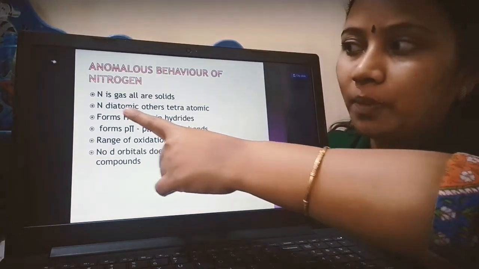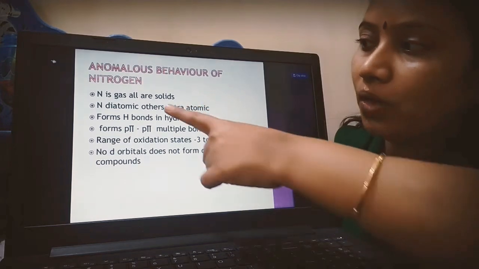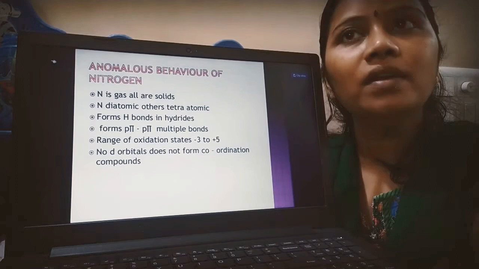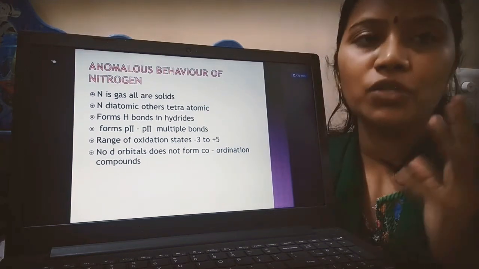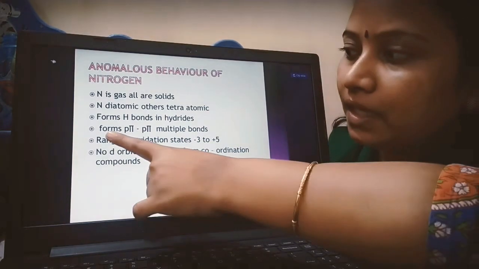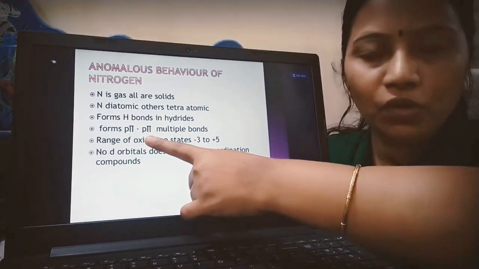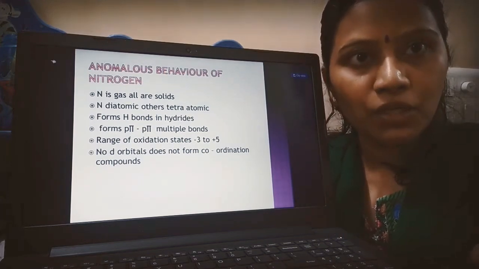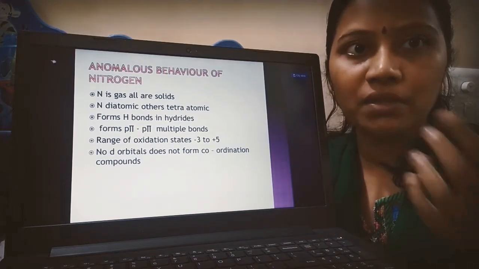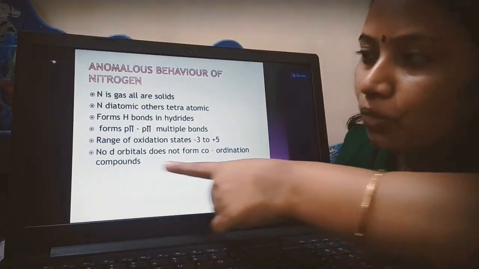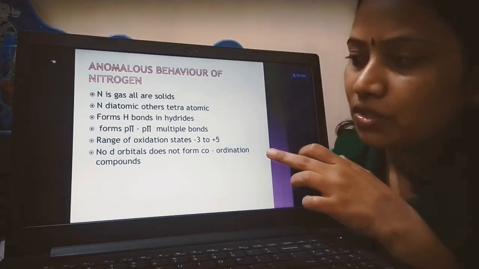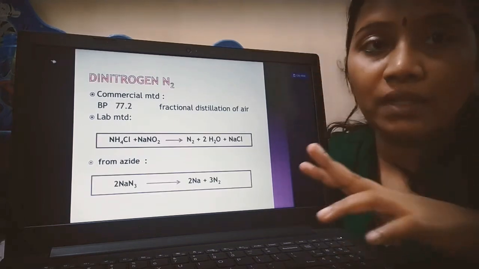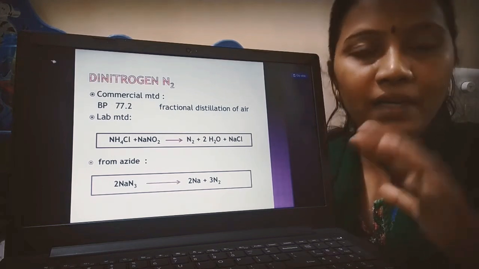Nitrogen is diatomic. It exists in the form of N2, but all others are tetraatomic. And it forms hydrogen bonds and hydrides. What is nitrogen trihydride called? It is ammonia. Then it forms pπ-pπ multiple bonds, and its oxidation state ranges from -3 to +5. And there are no d orbitals in nitrogen, so it will not form any coordination compounds. Done. So these are the exceptional properties of nitrogen.